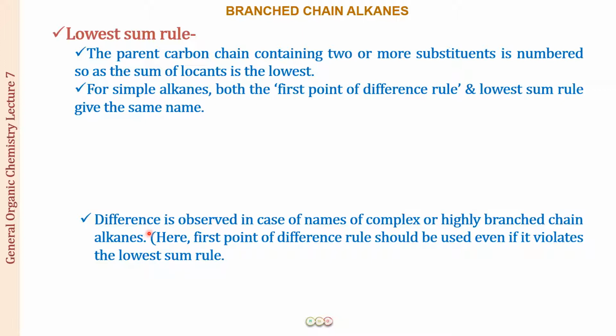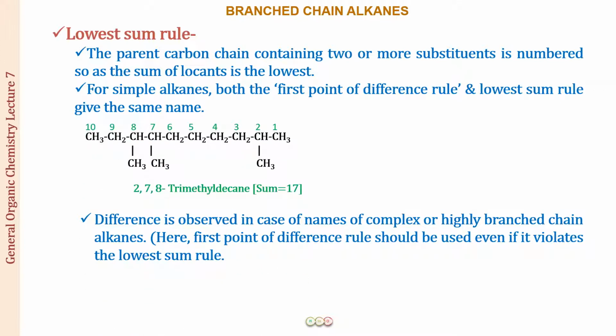So what you have to remember is that you will always choose the first point of difference rule, even if it violates the lowest sum rule. Okay, so this is very important. Please do remember it. Why I have told you this rule is because this is mentioned at many places, and I want you to learn this very well, that you will be following the first point of difference rule only. Okay, now let us see an example which will help you understand this also.